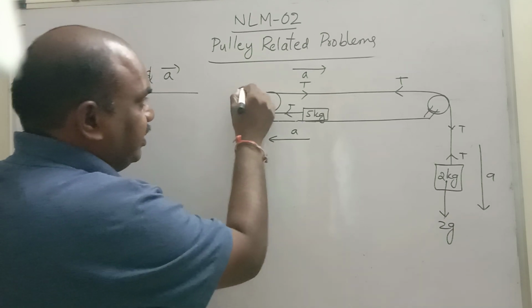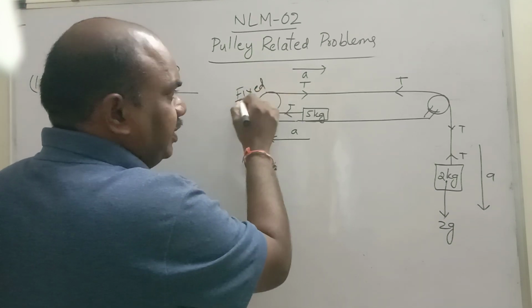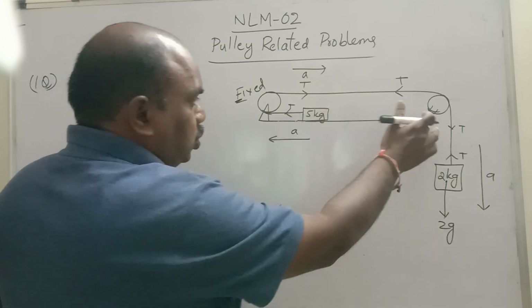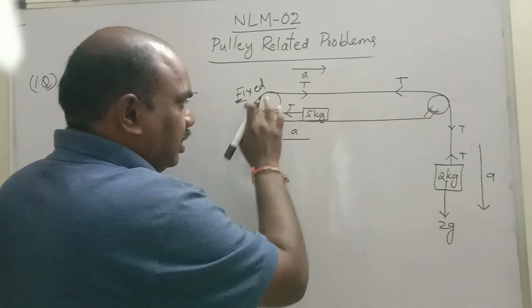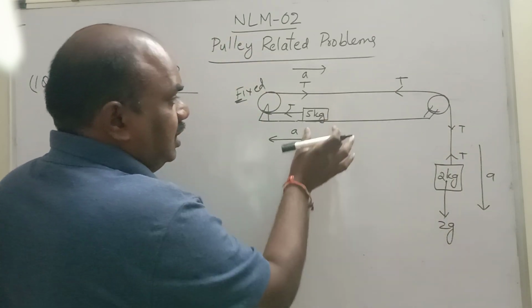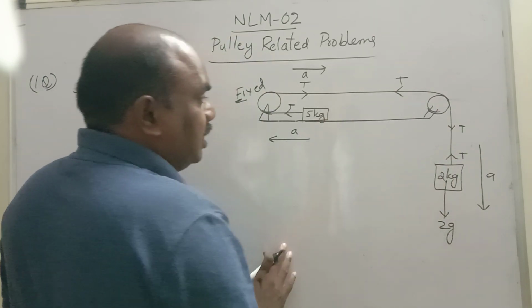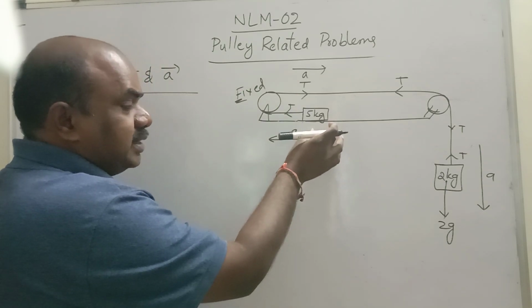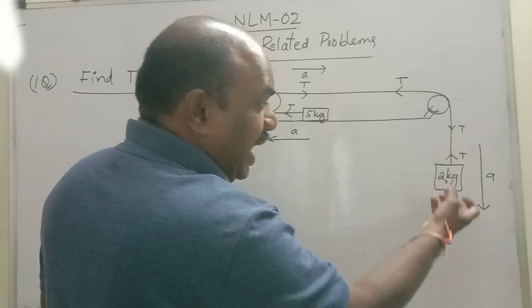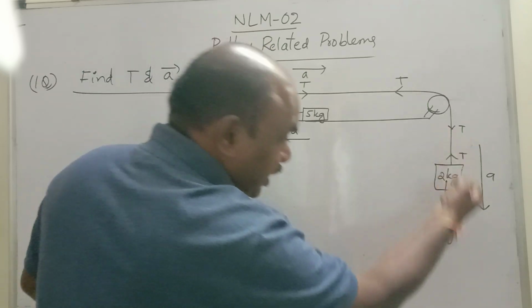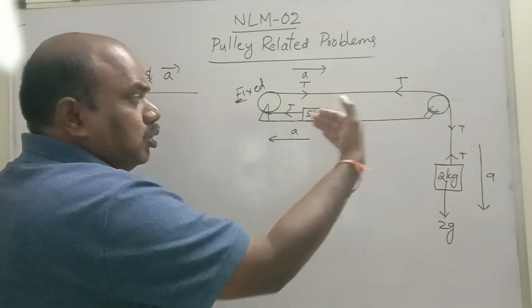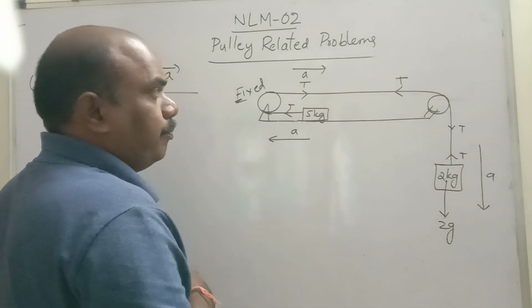Observe children, this is a fixed pulley. This is also a fixed pulley. These two pulleys are fixed with one string with two different masses. This is a 5 kg mass, this is a 2 kg mass. The 5 kg mass is on a smooth polished surface. The 2 kg mass is simply hanging in air. So definitely the 2 kg comes down. Whenever 2 kg comes down, 5 kg moves, accelerates in the forward direction.